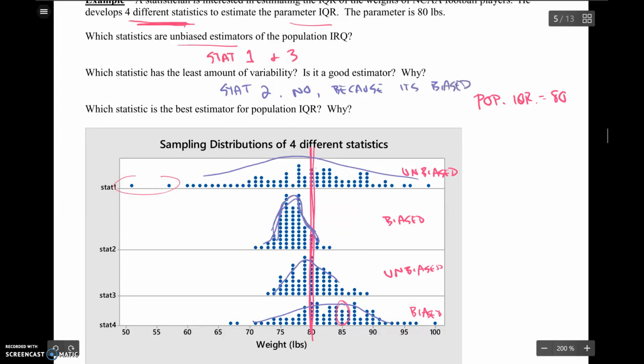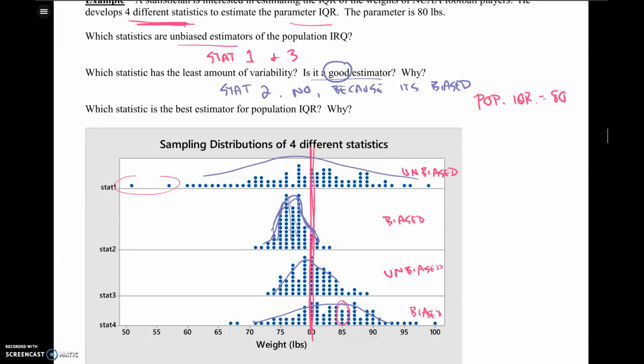I'm not going to say it's a bad estimator, but we would certainly like the center of this to be at the population value so that we're not consistently underestimating the value. But it's a good estimator in the sense that it's got low variability, but overall, I would say, define what good means, right?